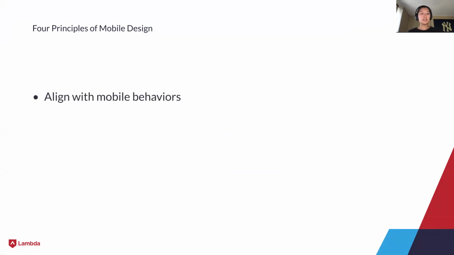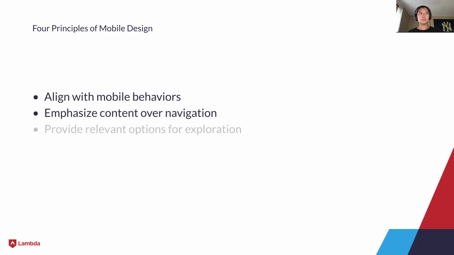The first is making sure that it aligns with mobile behaviors. The second is emphasizing content over navigation. Third is providing relevant options for exploration. And lastly, making sure that we maintain clarity and focus. So let's take a look at each of these and get more detailed as to what we mean by each principle.